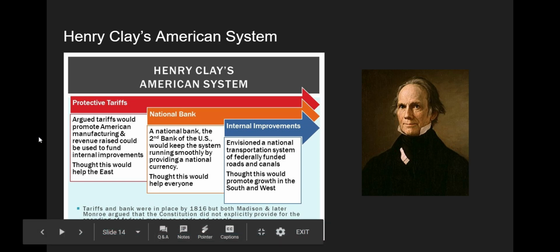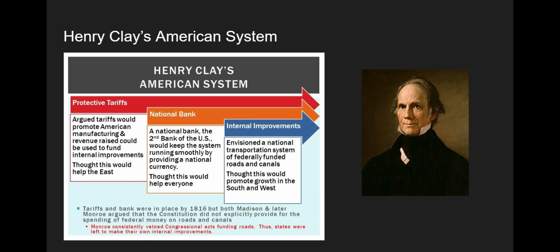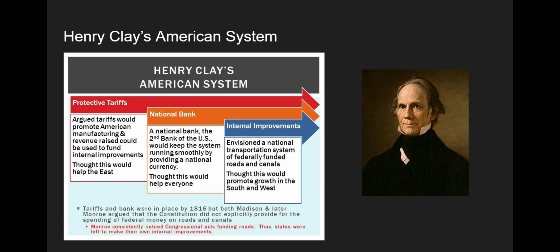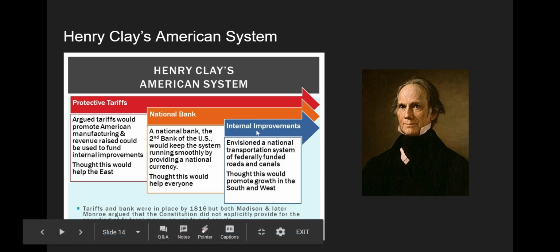He argued that tariffs are going to promote American manufacturing and would raise money for the federal government, which then could be spent on internal improvements. So this would help the East. If you go up north into the East, all the major cities would do well because the manufacturing would be helped by tariffs. Then he said, we need a national bank. This would manage the whole system. It would create a national currency. This would help every part of the country.